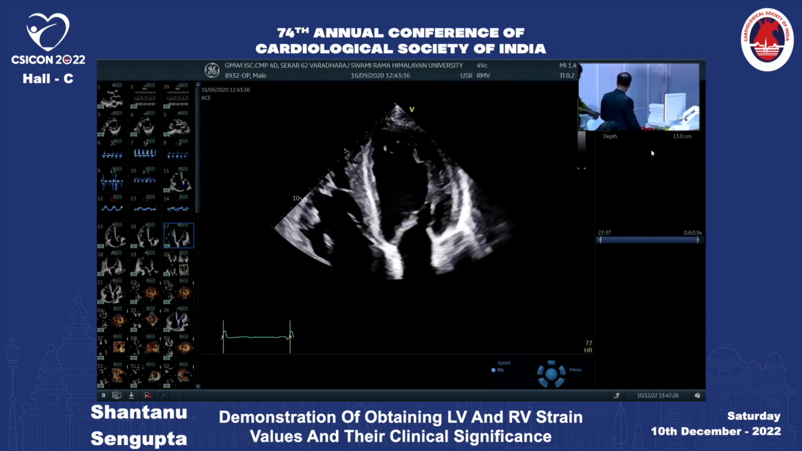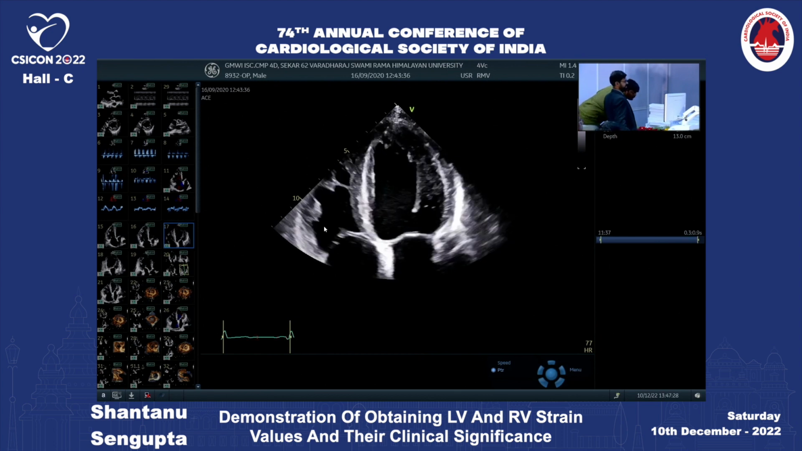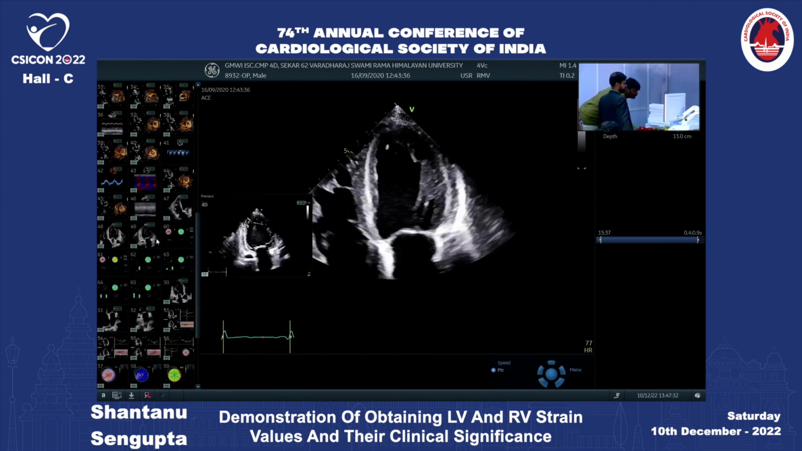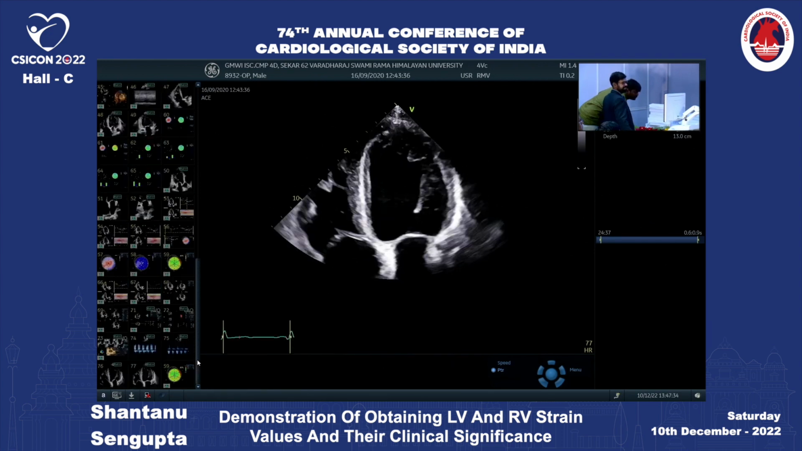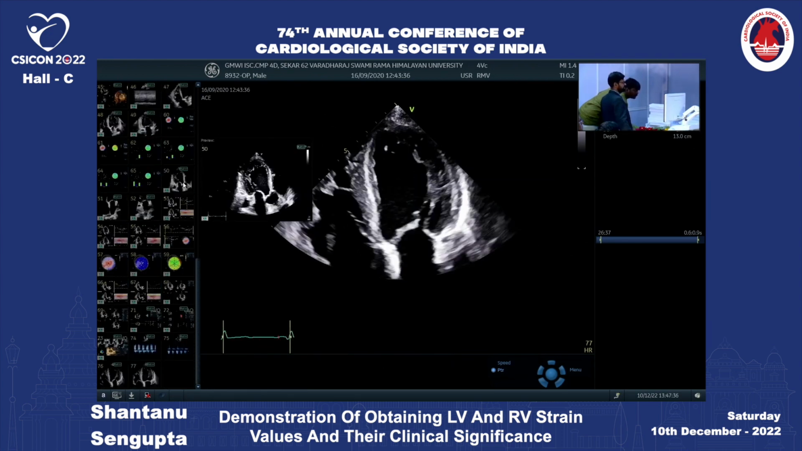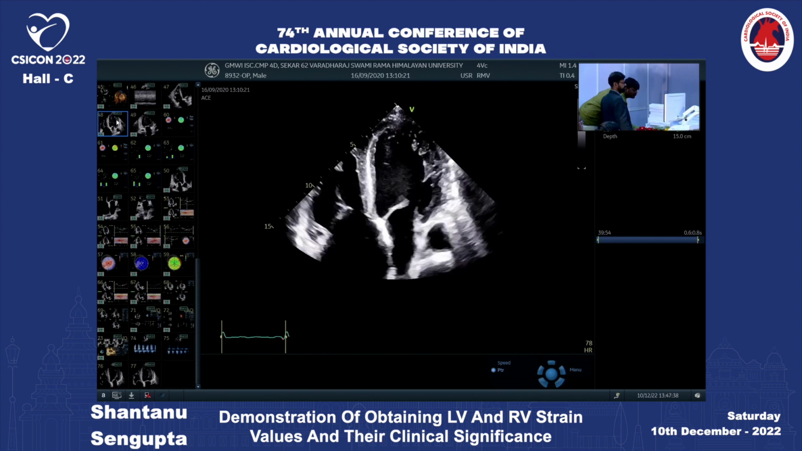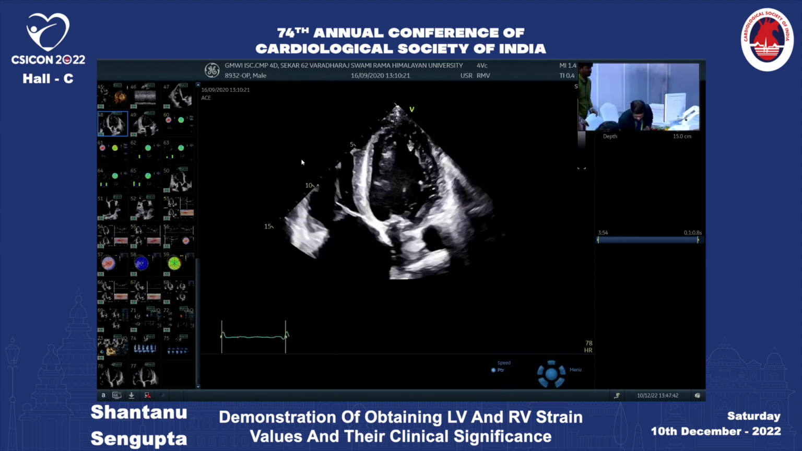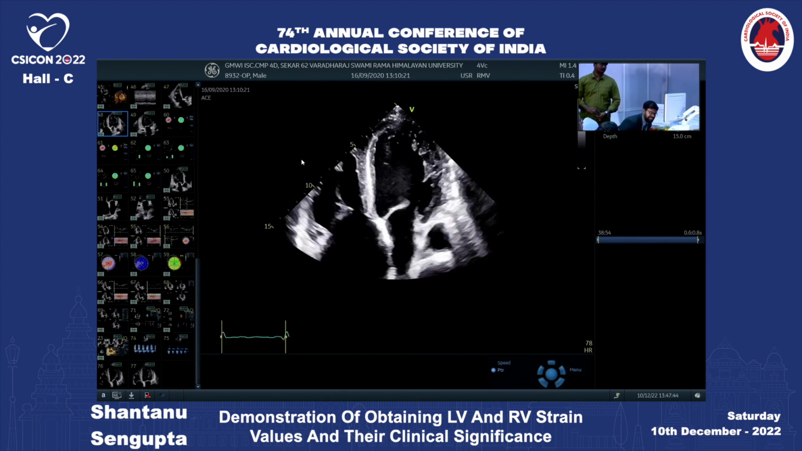For global longitudinal strain, we need three images: the apical 3-chamber view, apical 2-chamber view, and apical 4-chamber view. We generally start with the apical 3-chamber view.